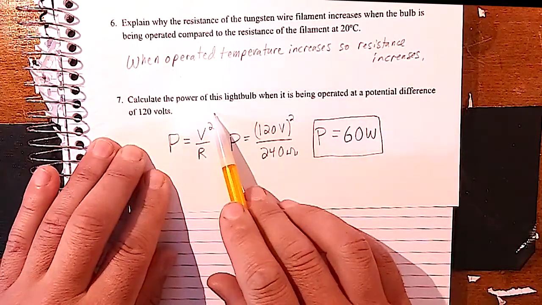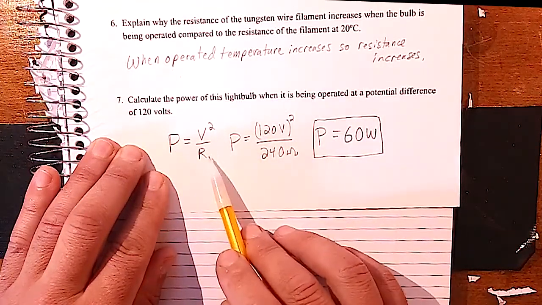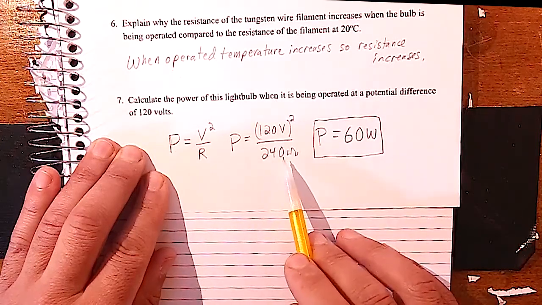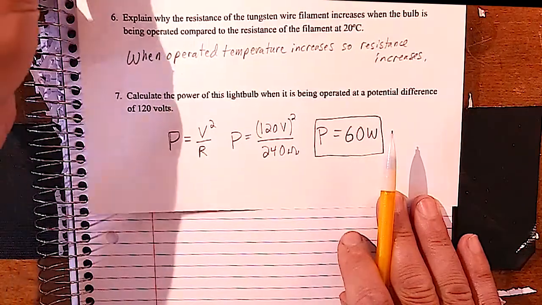And then to calculate the power, that's just going to be a straight up P equals V squared over R. They gave us the voltage, they gave us the resistance, so the power is 60 watts. It's a 60 watt light bulb.